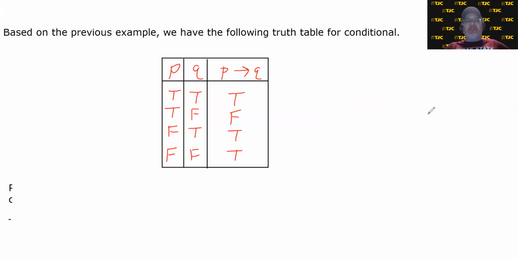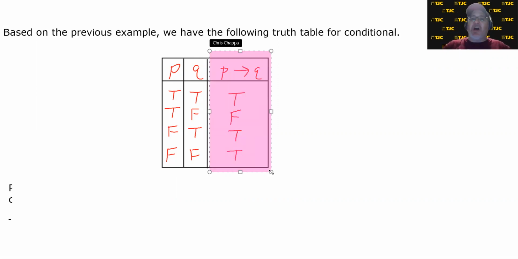So, based on the previous example, we have the following truth table for conditional. As before, the first two columns in this table will always be the same. Anytime you're doing a truth table for a compound statement that involves two simple statements, the first two columns will always be all the possible combinations of true and false for those two simple statements. And in my class and in the homework, the rows will always be in the same order: true, true, true, false, false, true, false, false. It's the last column you have to focus on.